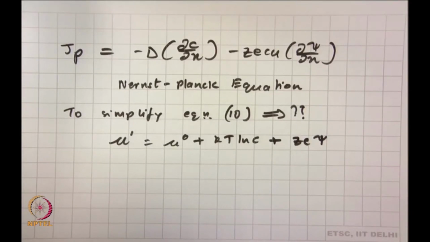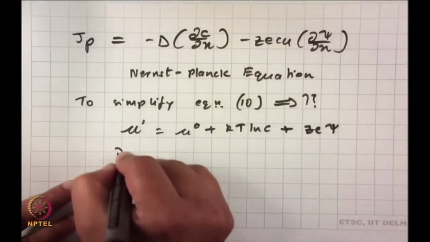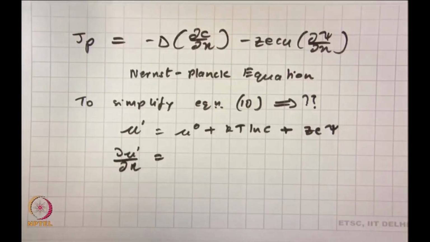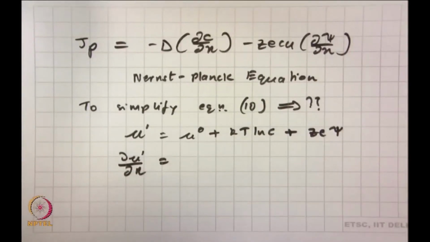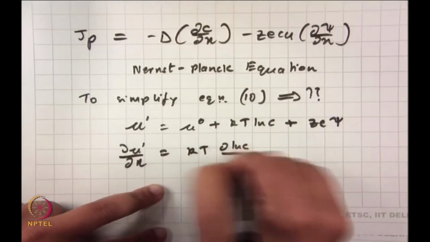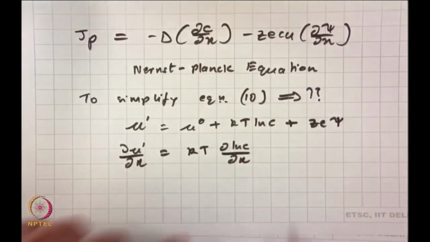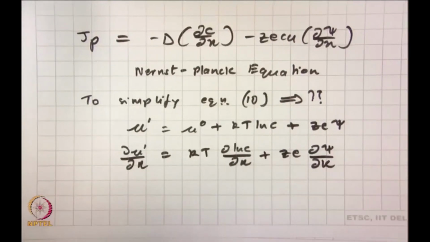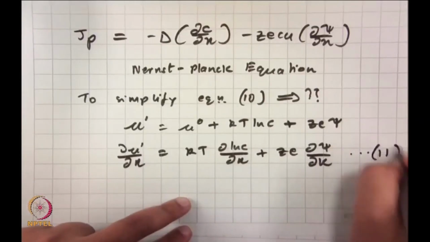Now, we can write this. The first part is mu just because of your concentration, and the next part is because of the potential, right. Now, if you are going to do del of mu prime over del x, where mu prime obviously is your electrochemical potential, then the first term will go to 0, because it is a constant. So, we will be having k T del ln C over del x, plus Z E del psi over del x, and let this be equation number 11.